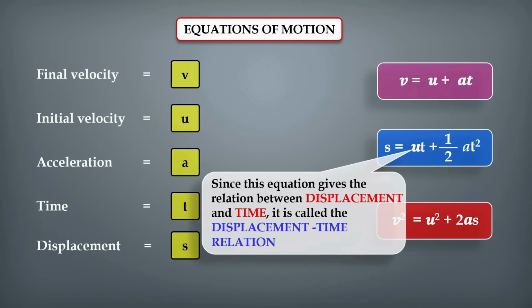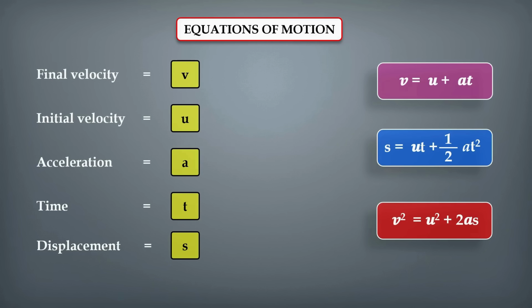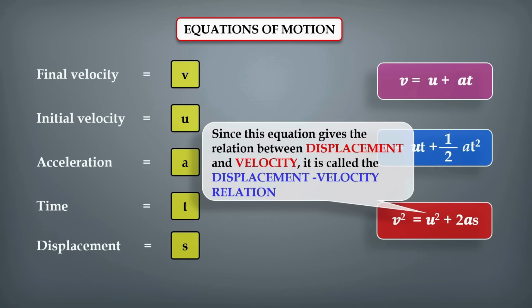Now consider the third equation of motion. This equation states that the square of the final velocity is equal to the square of the initial velocity plus 2 multiplied by acceleration multiplied by displacement. In words, we say final velocity squared equals initial velocity squared plus 2 multiplied by acceleration multiplied by displacement. This equation shows the relationship between displacement and velocity, so it is called the displacement-velocity relation. These three equations help us solve many problems related to motion when the acceleration is uniform or constant.